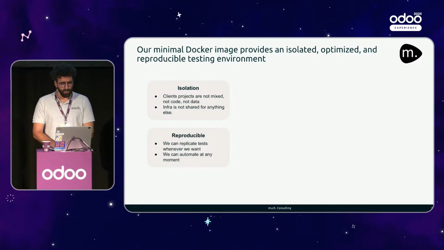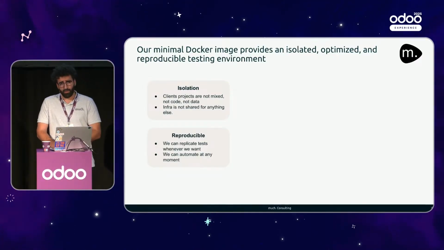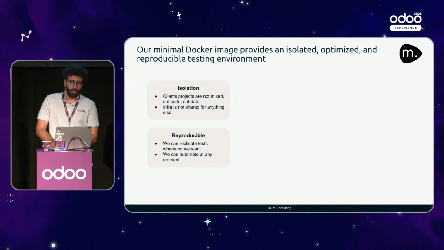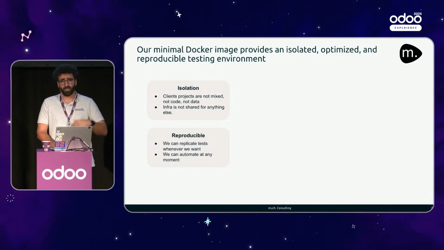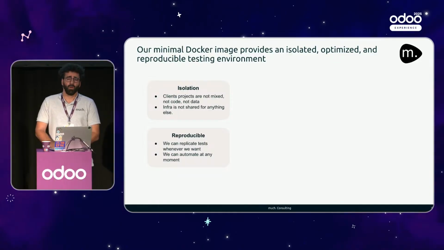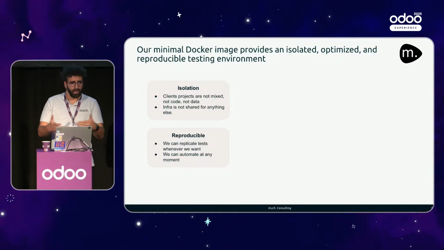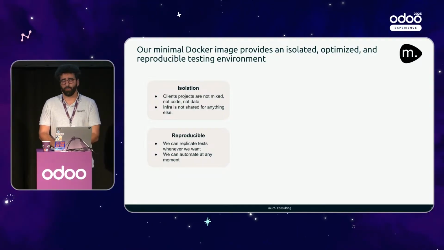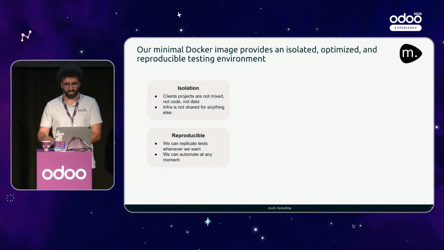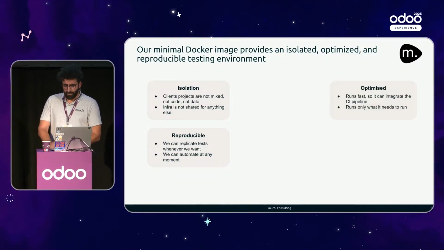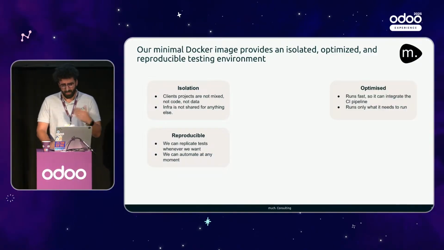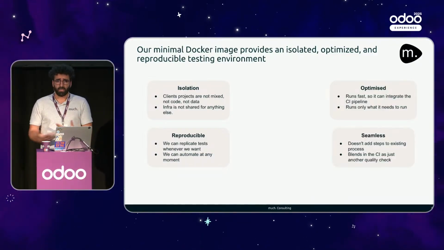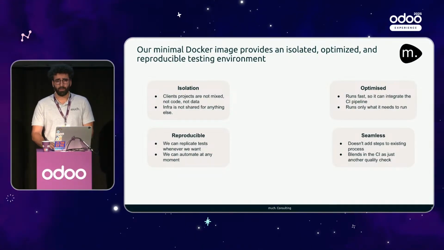Reproducible, as you saw in the challenge before. We can replicate the tests. Every test run every time returns the same error. If we run a test 100 times and there's an error, it's because there's actually an error in the code, and not something that happens once every 100 runs because the test failed. It is optimized, needs to run fast, needs to run only what it needs to run, and seamless, so as I said, we can integrate it in the day-to-day.